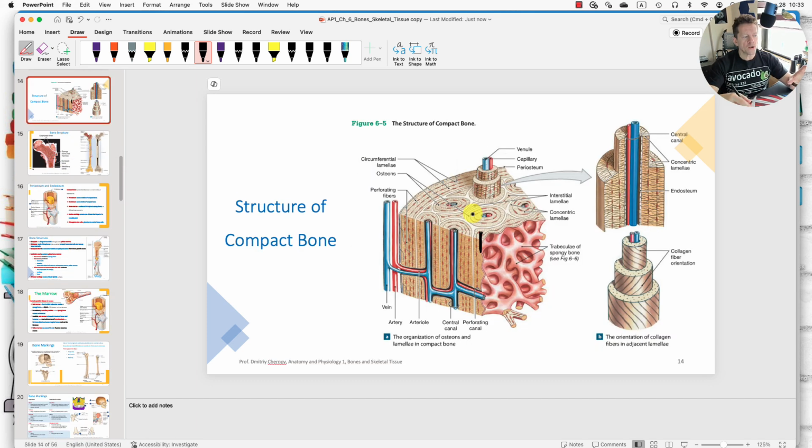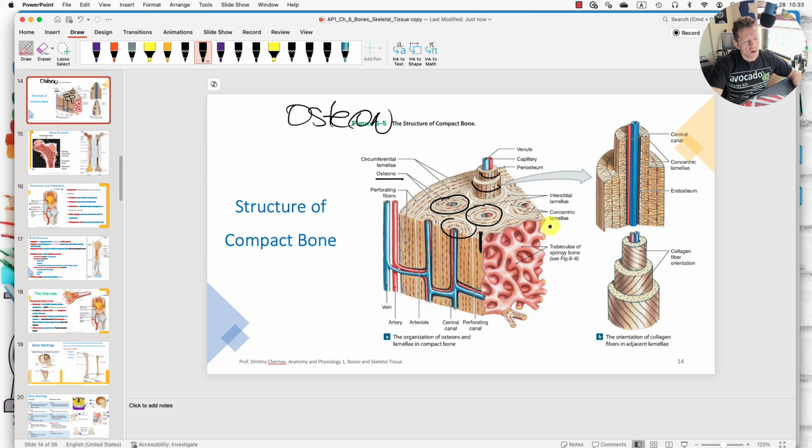The compact bone is made from osteons. The osteon is the working unit of a bone. You see, it's like an elevator shaft. It's like one osteon, another osteon, another osteon, and it looks like the trunk of a tree when you cut it horizontally. Within the osteon, you see layers. These layers are called lamellae.